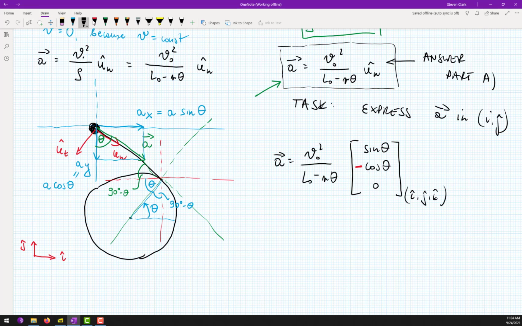And this is our A expressed in UN, but also let's write it in a vector form. So A is equal to 0, V0 squared over L0 minus R theta, 0, in T and K. Yeah, these are exactly the same vectors, just expressed in a different way.